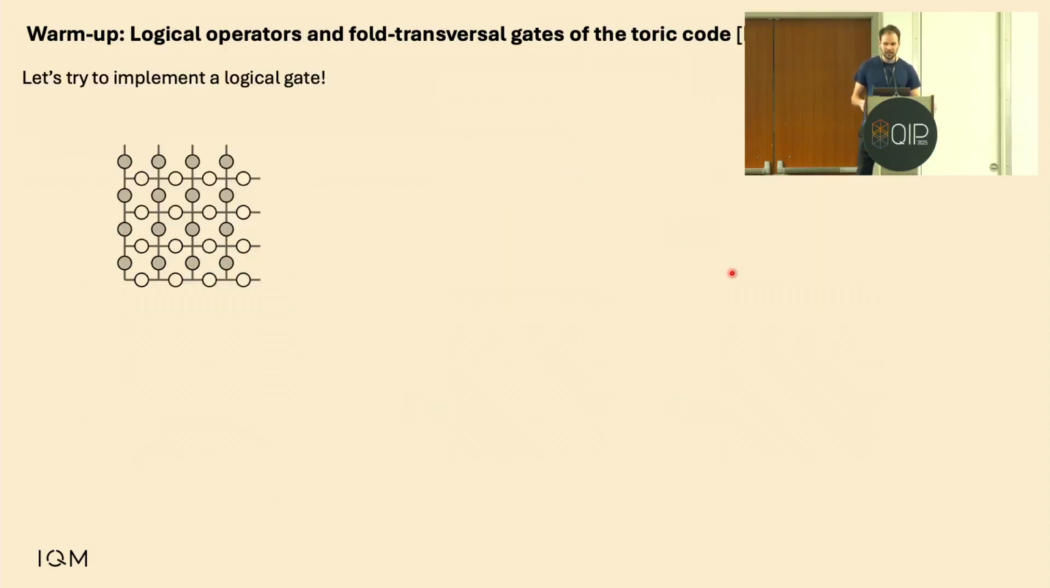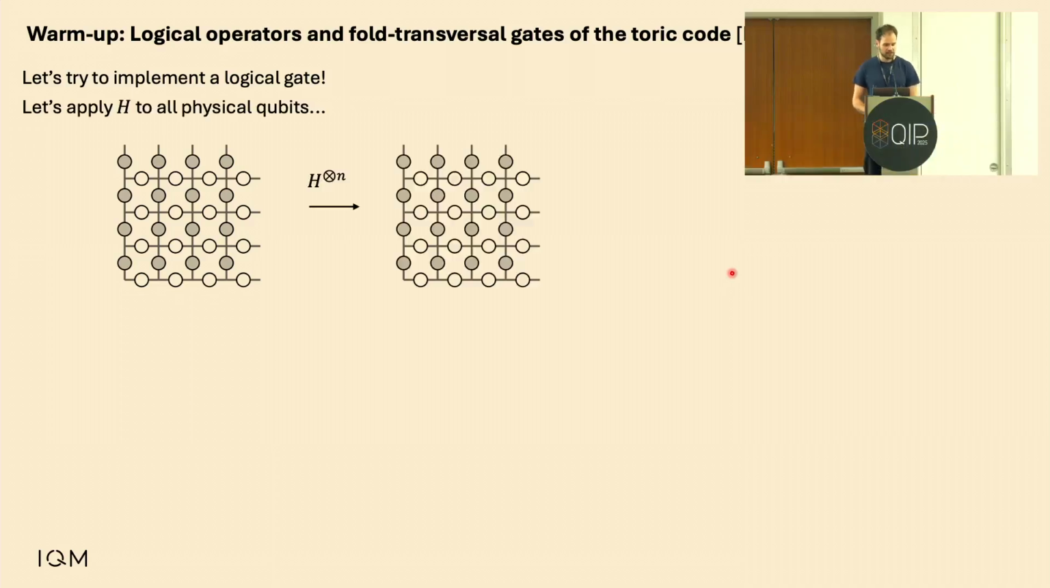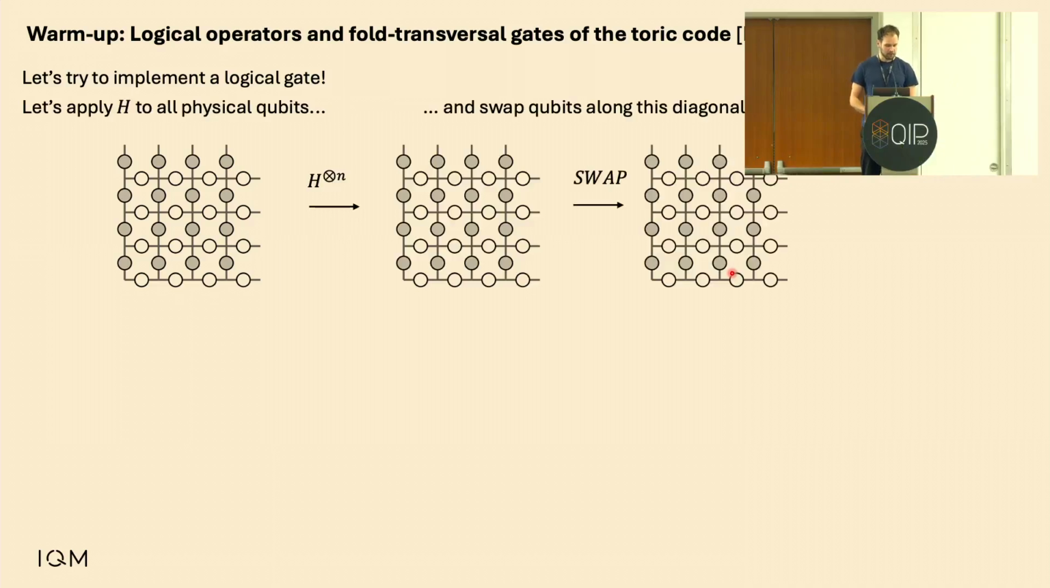And I want to really just very intuitively explain what I mean with fold-transversal gate without going into any technical definition. So let's try to implement some logical gate, and let's try to do a very naive thing. Let's just apply Hadamard to all of the physical qubits, and then we will swap along this diagonal. So we just apply swap gates for the qubits that are mirrored across this diagonal.